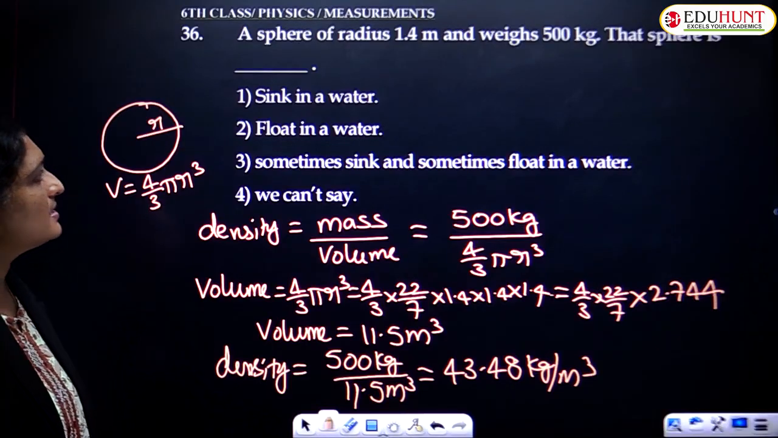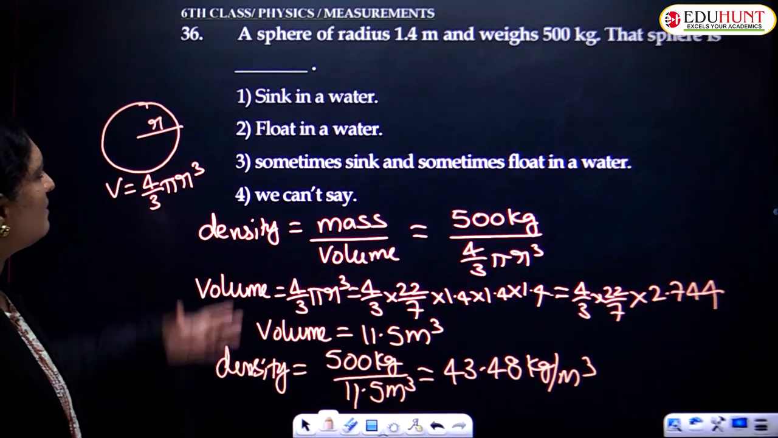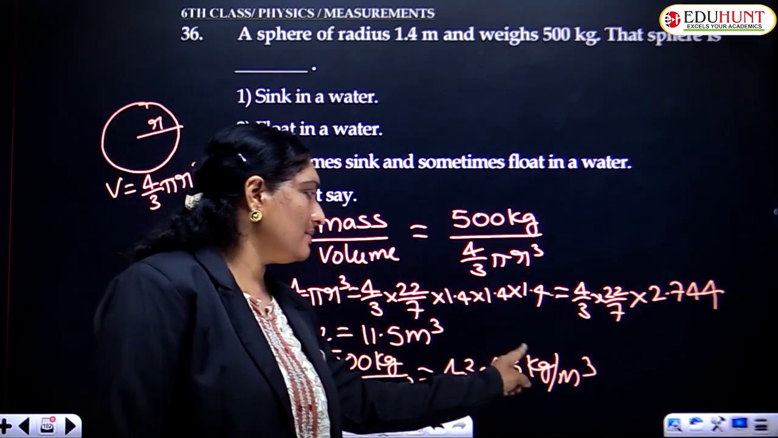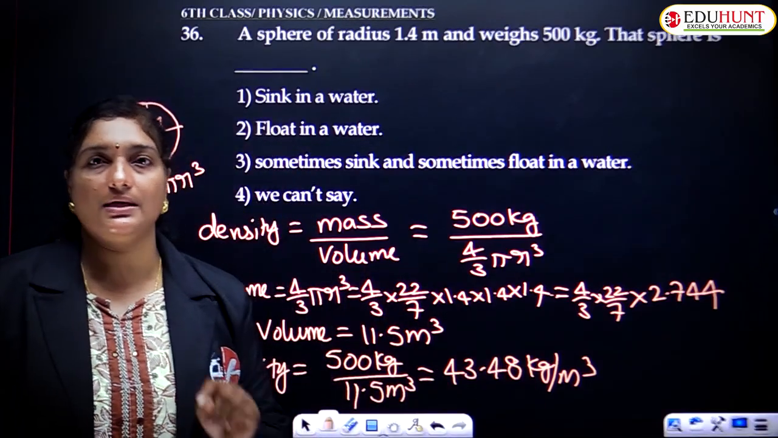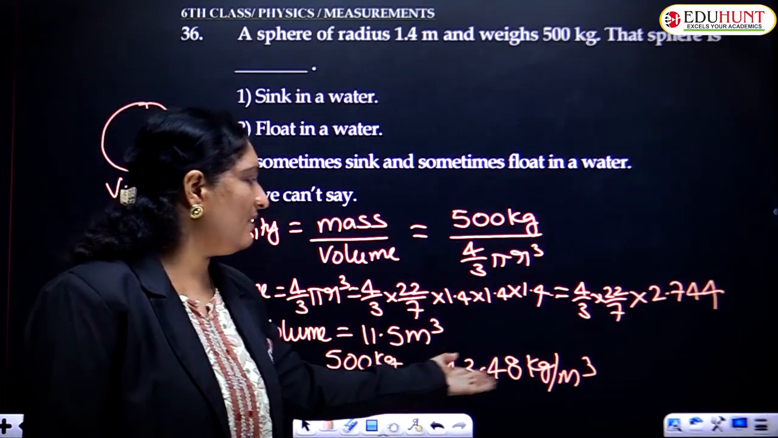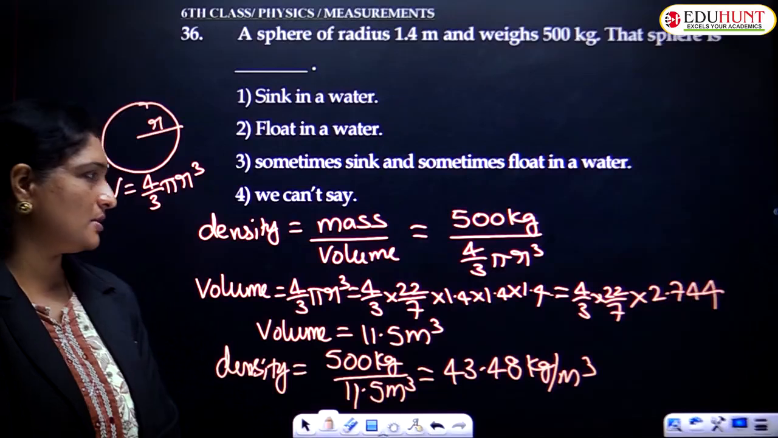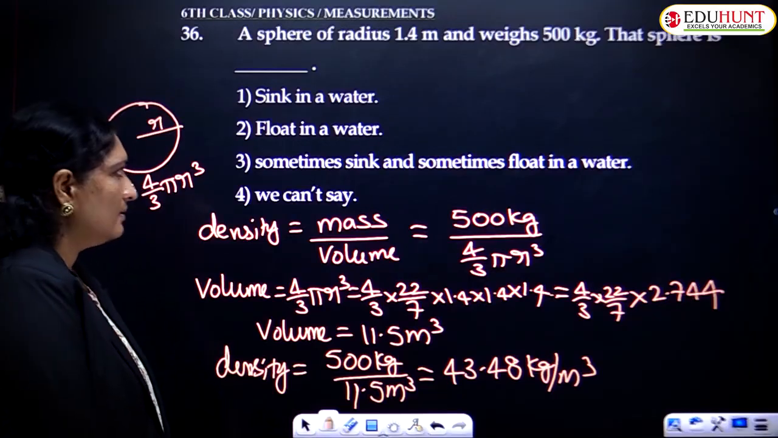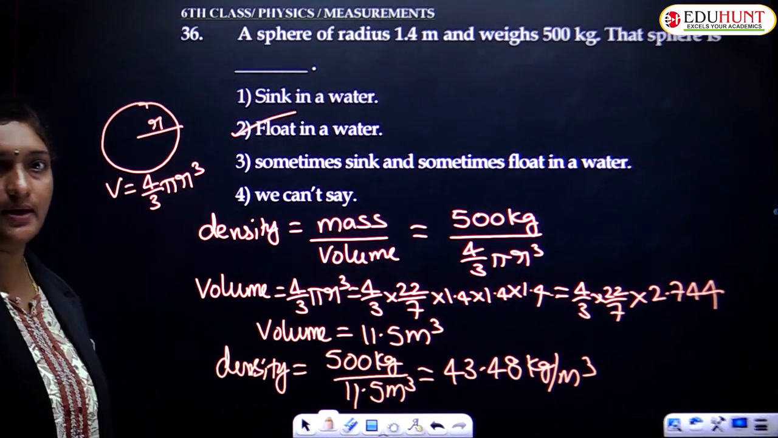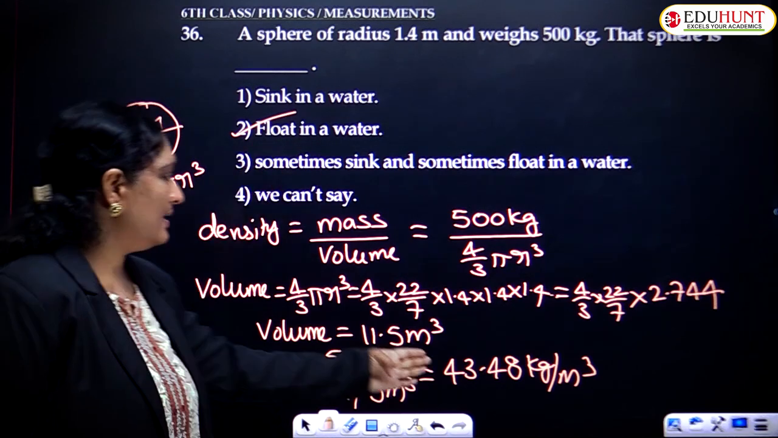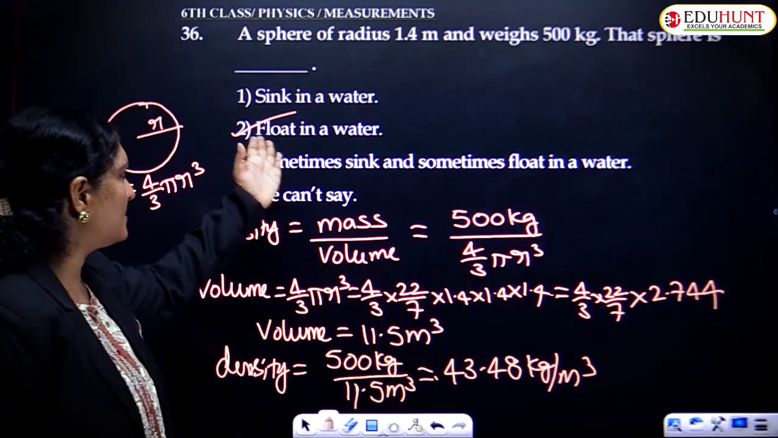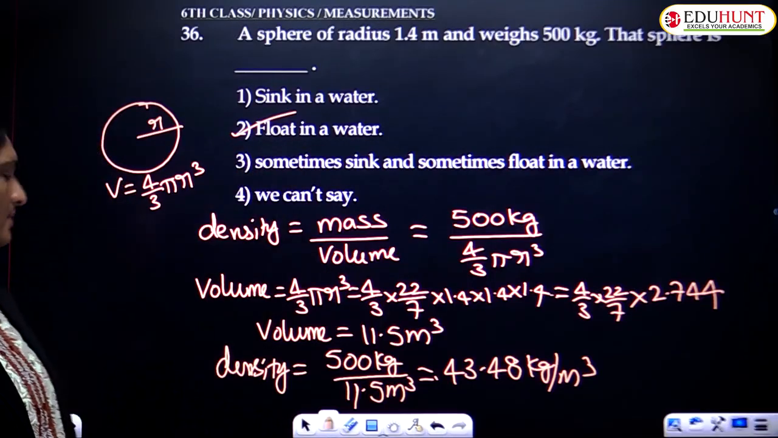So the sphere of this radius will sink in water, float in water, or something else. Children, you know that the density of water is 1000 kg per meter cube, whereas the density of the solid sphere is only 43.48 kg per meter cube. So definitely the sphere starts floating on water. The density of the sphere is lesser when compared to the density of water, that is 1000 kg per meter cube. So the sphere floats on water.